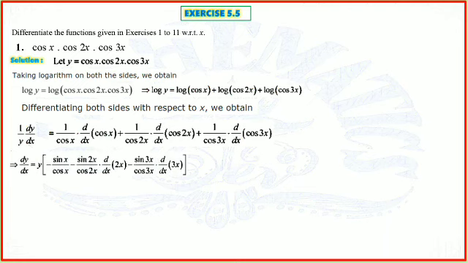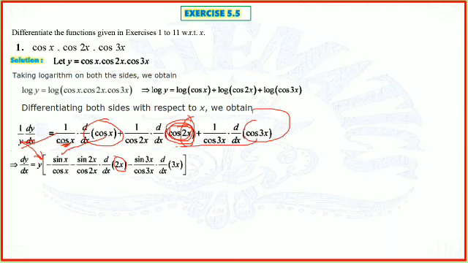So we have cross multiplied this y, so y has come here, with the bracket. The derivative of cos x is minus sin x, upon cos x. Then the derivative of cos 2x is minus sine 2x, and then the derivative of 2x we are going to do here. Then the derivative of cos 3x is minus sine 3x, then the derivative of the angle 3x.